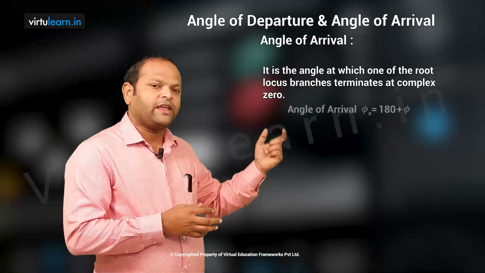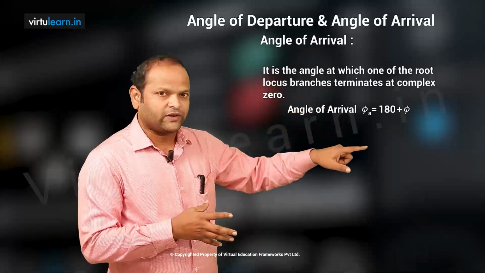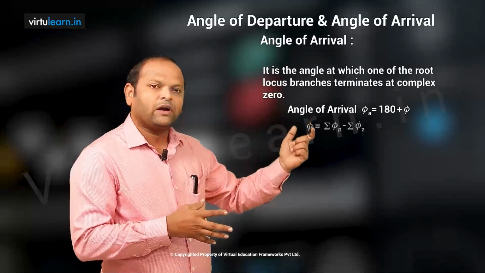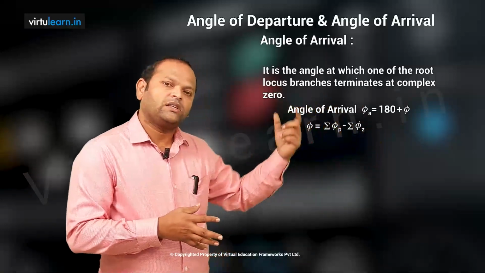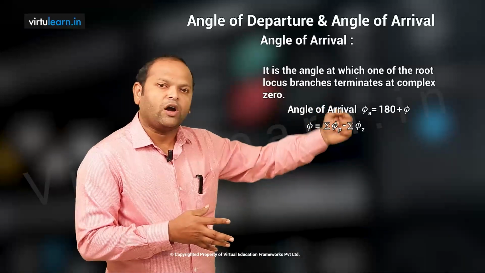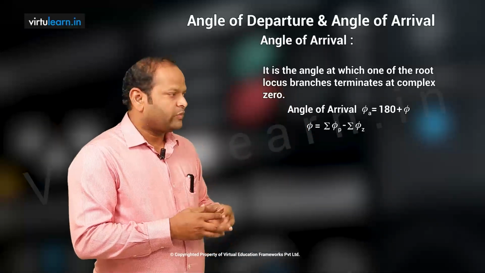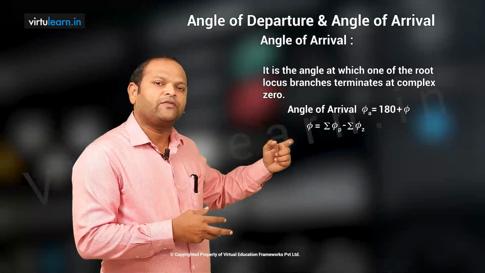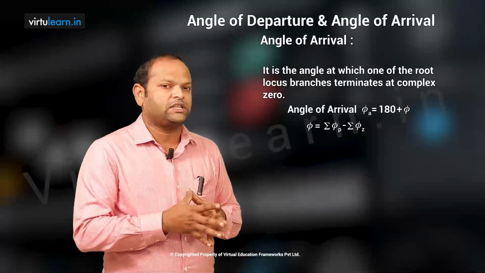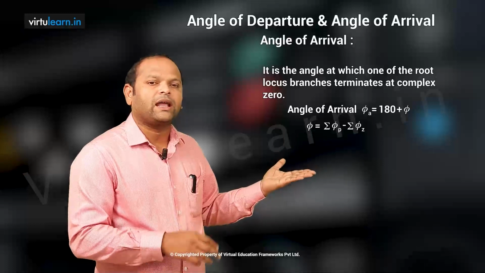What is the formula? Phi a is equal to 180 plus phi. So phi d is 180 minus phi, here it is 180 plus phi. The phi definition is the same. What is phi? Sigma phi p minus sigma phi z. What is the sigma phi p definition? It is the sum of the angles of vectors drawn from all other poles to the complex zero, because arrival is at the complex zero. Then what is sigma phi z? It is the sum of the angles of the vectors drawn from all other zeros to the complex zero. So you draw the vectors, measure the angles, then substitute in the formula to get the angle of arrival.